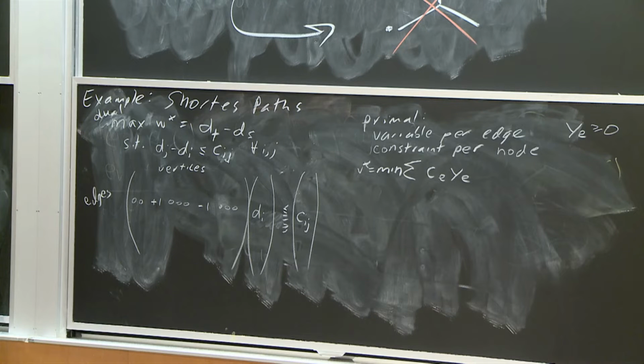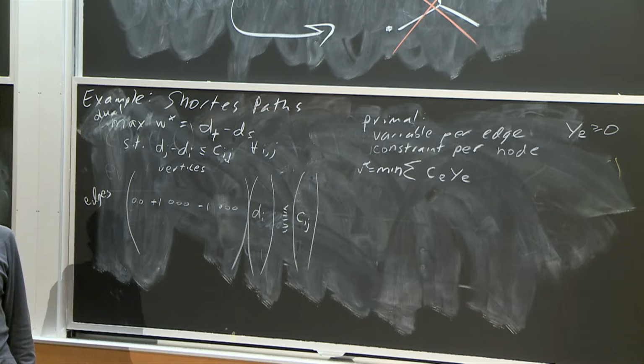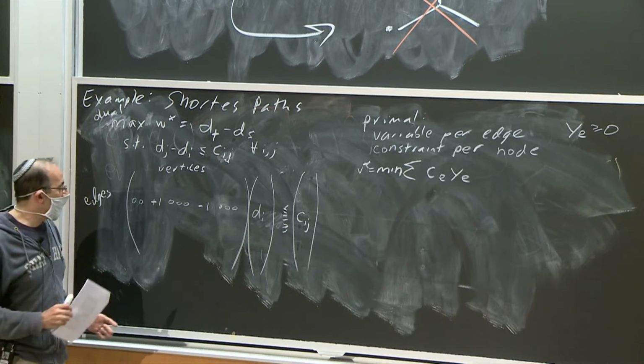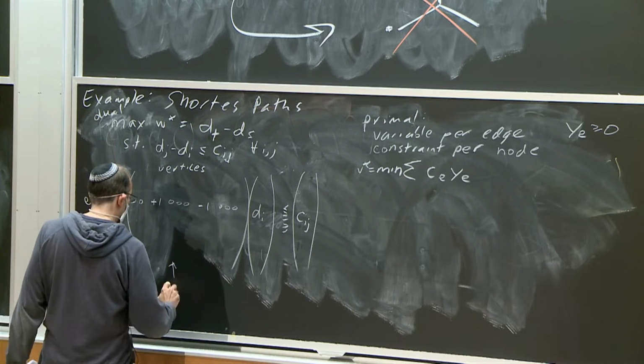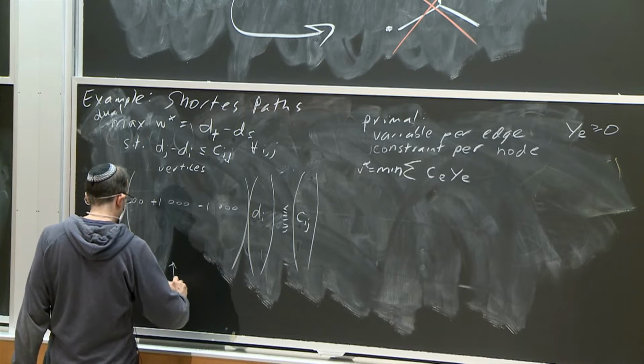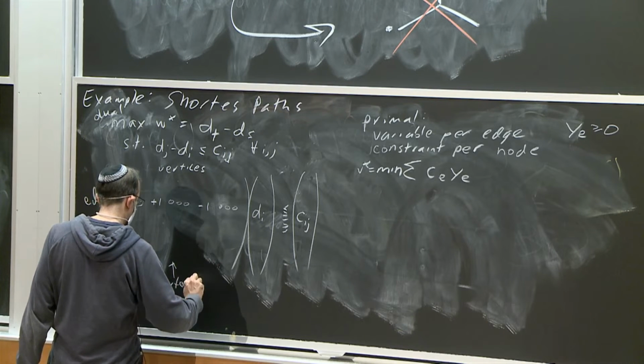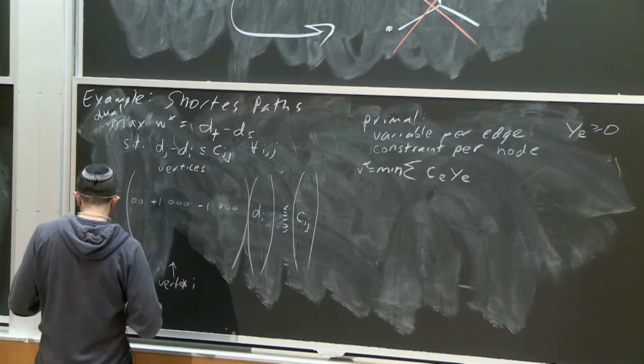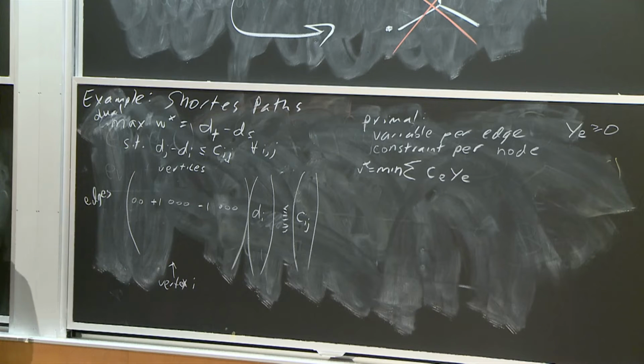And what do I look at in order to read a constraint out of the matrix? What do the constraints correspond to in this matrix? Yes? Columns. So I need to look down a particular column in order to understand a constraint in the primal, right? So when I look at the column corresponding to vertex I, right, what am I going to see?